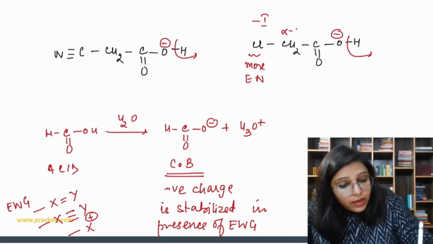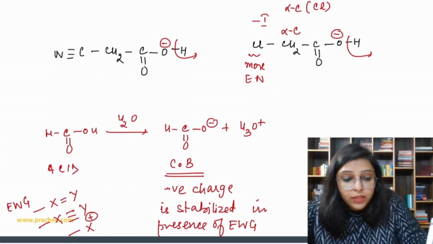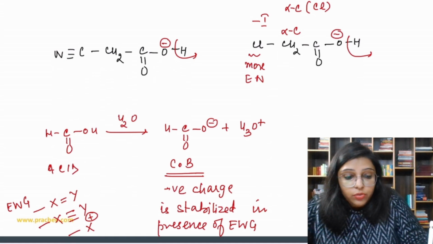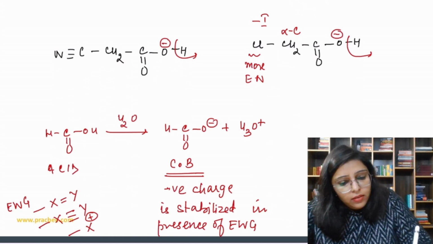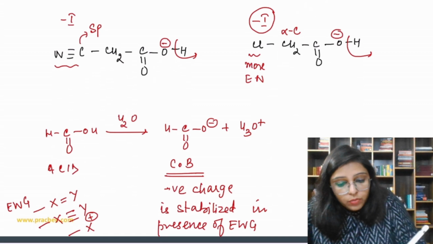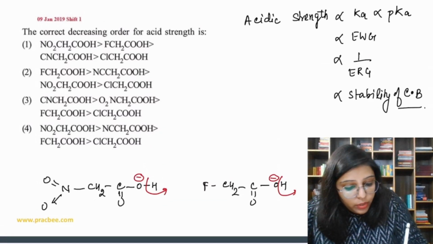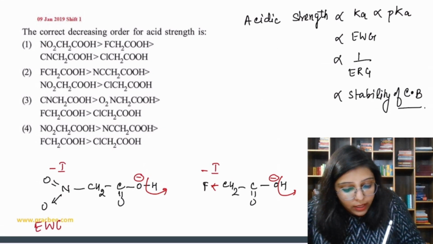Or we can say that this is the alpha carbon, so at the alpha carbon chlorine is present. This is going to be a minus I effect because it is an electron withdrawing group. Then CH2 C triple bond N, so this is an sp hybridized carbon atom. This also shows minus I effect and is an electron withdrawing group. Then fluorine shows minus I effect, and NO2 also shows minus I effect. So all are electron withdrawing groups.